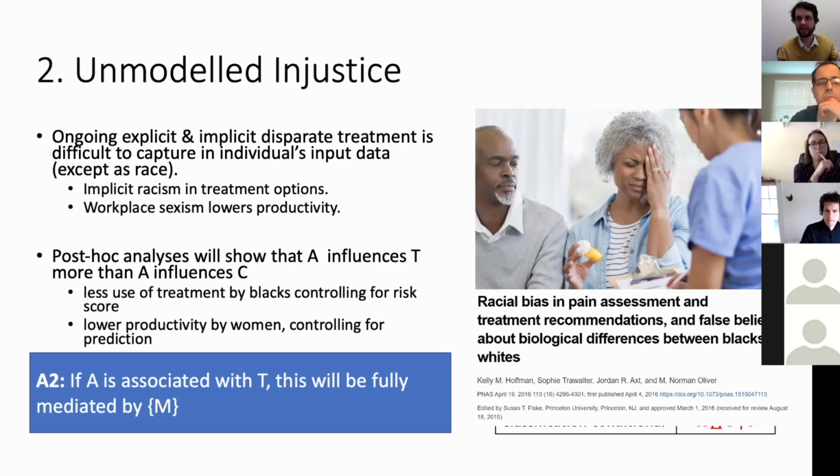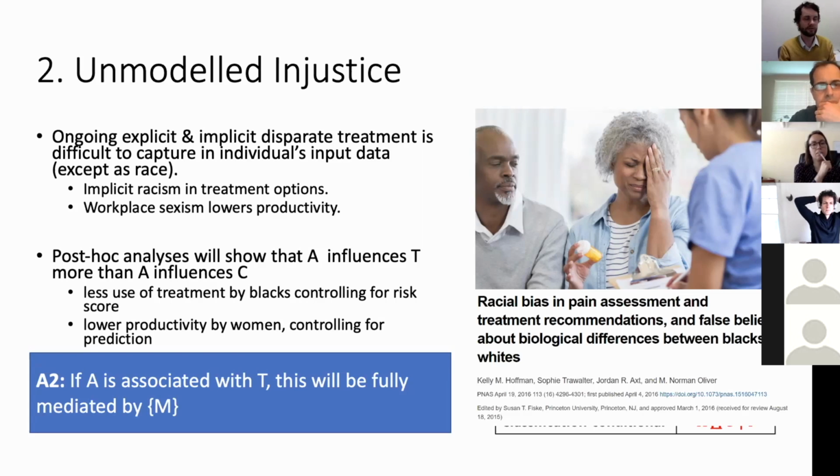Similarly, we might think that workplace sexism actually does lower women's productivity in the workplace, and so there is an association between gender and actual productivity, the ground truth, right? But that association is very difficult to capture based on people's education and all the sorts of other variables that we might think are relevant, except by reference to their gender, right?